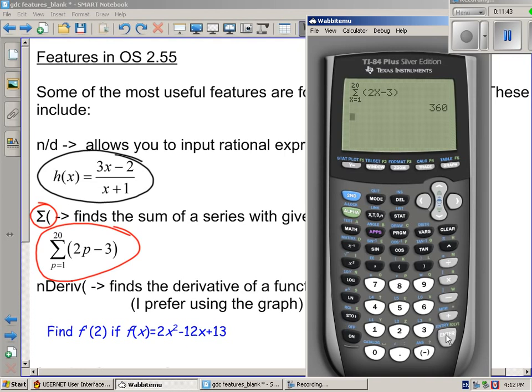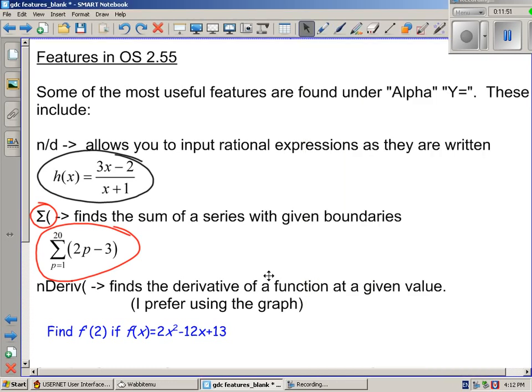Now, a word of caution here. This doesn't absolve you of the responsibility of knowing what sigma means. But on a paper 2, it might save you a tiny bit of time. Okay, so we're able to do that pretty quickly.